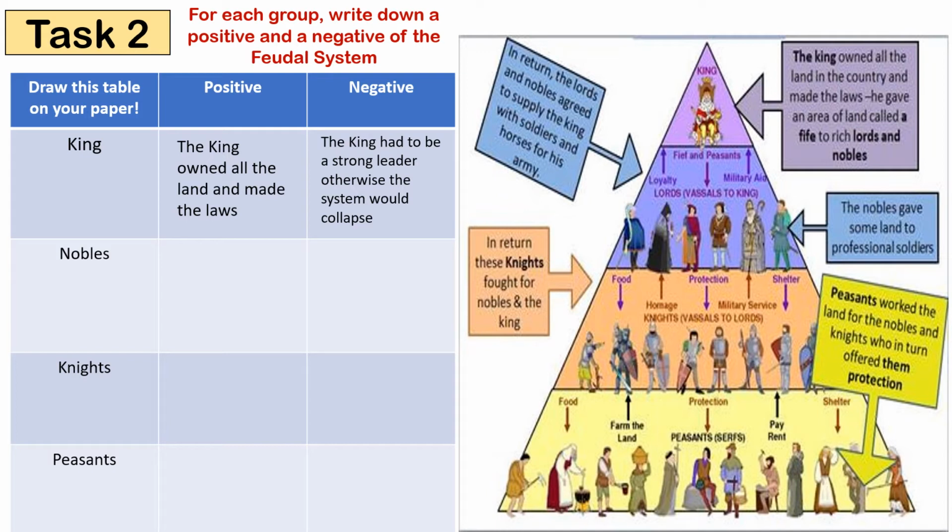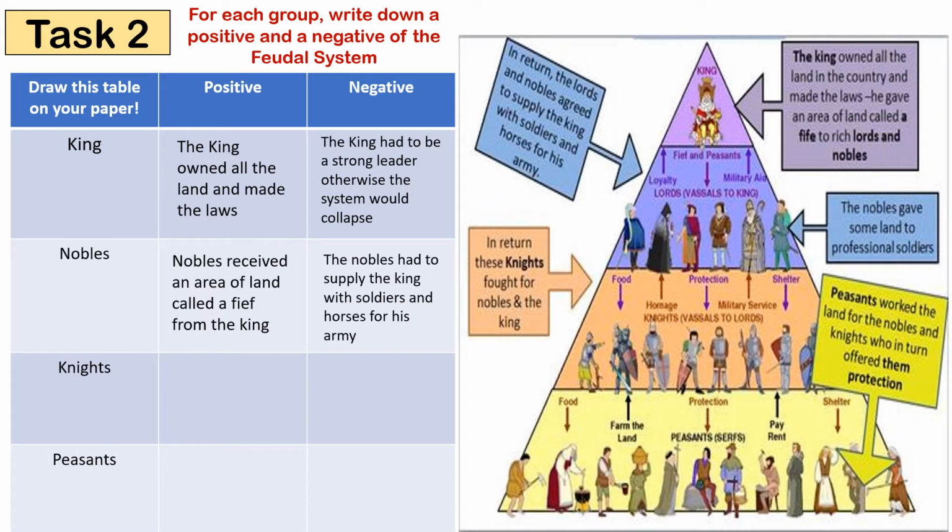You might have some different answers, and that's perfectly fine, but let's just see what I've written down. So for nobles, I think the main positive thing is that they would receive an area of land called a fief from the king. They would get some land. A negative point, the nobles had to supply the king with soldiers and horses for his army. So the nobles had a responsibility to the king. They had to make sure he had an army, and they were the ones supplying those soldiers and horses. If they didn't do this, they would lose their fief.